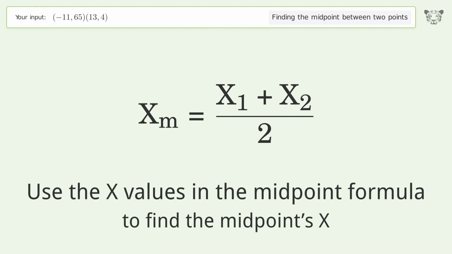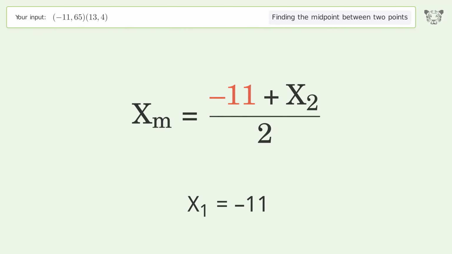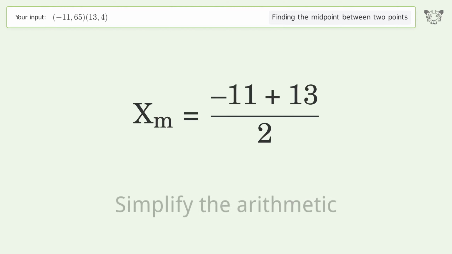Use the x values in the midpoint formula to find the midpoint's x. x1 equals -11. x2 equals 13. Simplify the arithmetic.